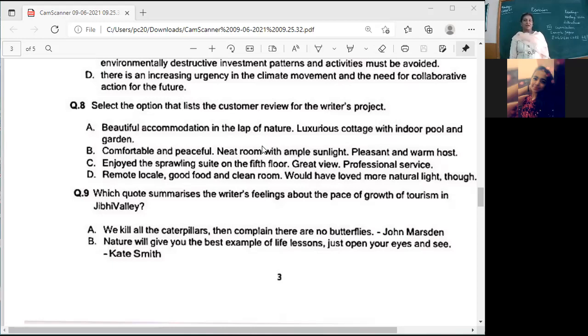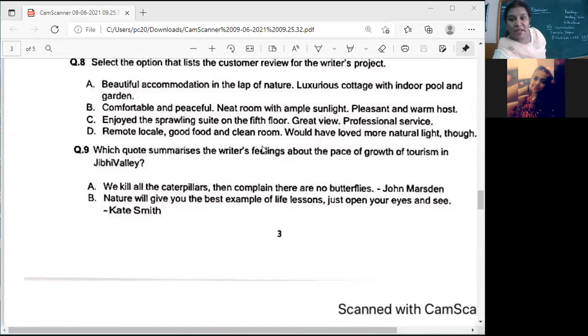B is there. Would have loved more natural light though. He's talking about he added more windows so that more natural light could be there. Which quote summarizes the writer's feeling about the pace of growth of tourism?